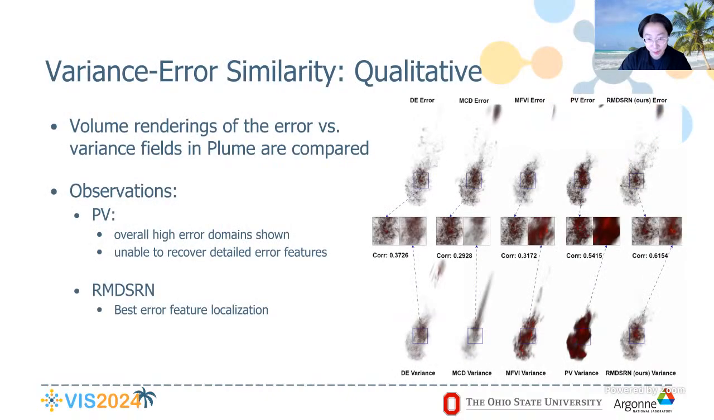And we qualitatively evaluate the usefulness of variance for visualization. In the Plume dataset, we compare the rendering of the error fields on top and the variance on the bottom for each model in different columns. We see that for the PV model in the second last column, the variance tends to be oversmooth across space, such that it can fail to capture the detailed error patterns. But RMDSRN actually has the best localization of error hotspots.